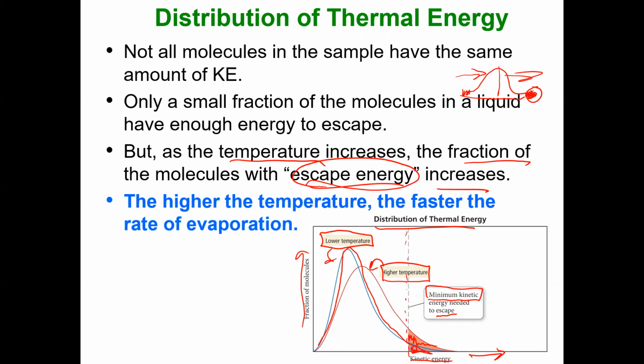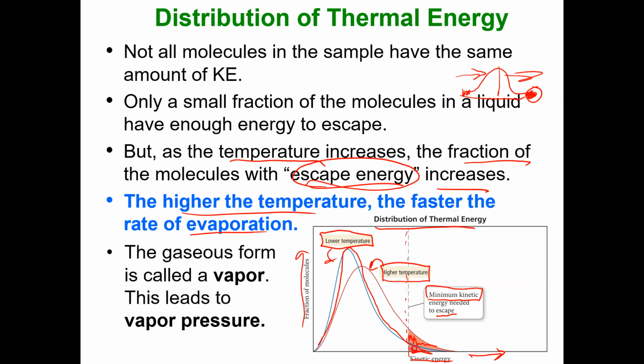So what does that mean? Well, more molecules have the escape energy required to overcome the intermolecular forces and vaporize at higher temperatures. There's a faster rate of evaporation. But again, realize that those also have to be at the surface. So the gaseous form is called a vapor, and this leads when things are evaporating above a liquid, right? Gases do what? They exert pressure. So above any liquid, there's a vapor pressure. Why? Because there's evaporation.